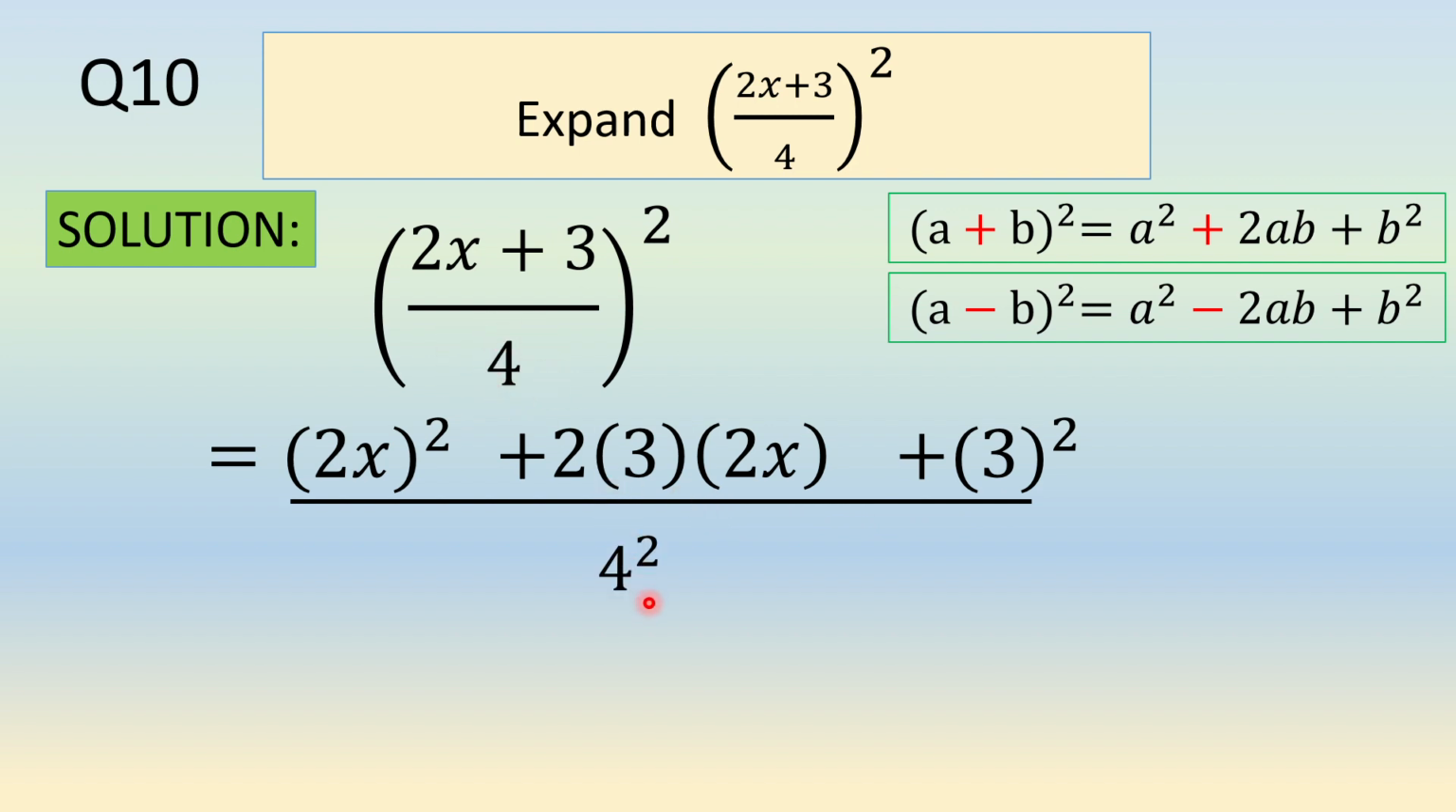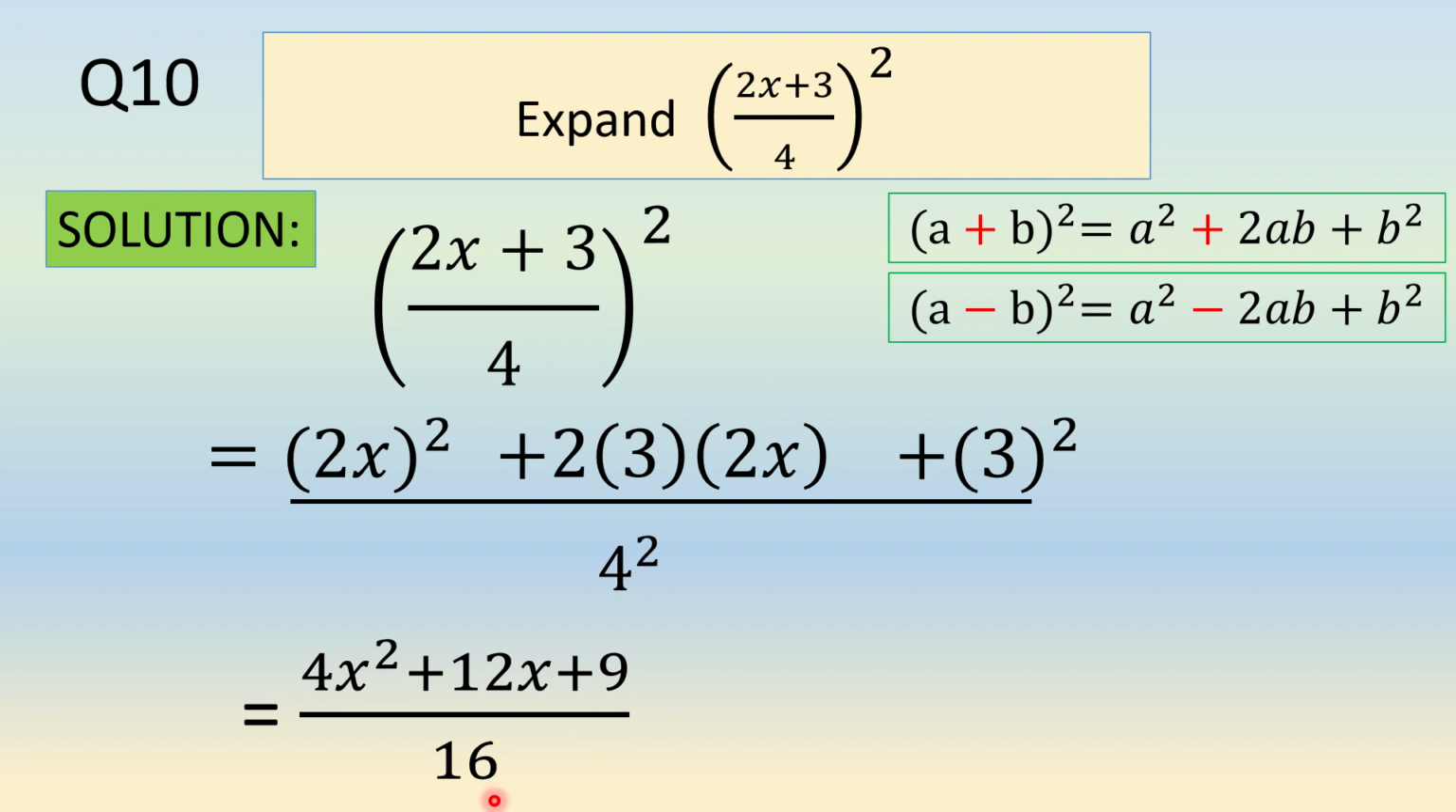Now you can simplify. 2x square gives 4x square, plus 2 times 3 times 2x gives 12x, plus 3 square, that is 9, over 4 square, that is 16. So this is your final answer. Now remember, if the numerator can be factorized, you should take out the common factor, and if you can simplify, you need to simplify. Here we don't have any common factor, therefore you can leave the answer as this.